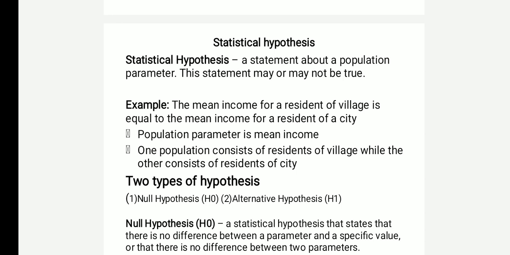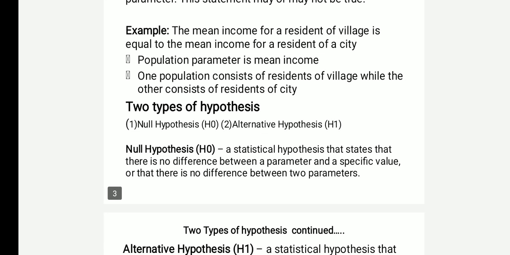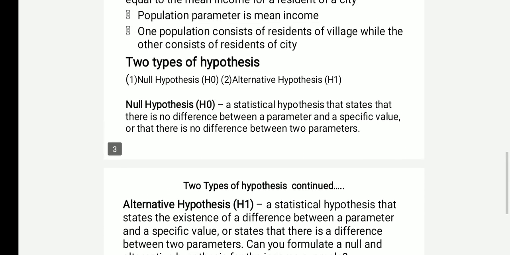For example, the mean income of a resident of a village is equal to the mean income of a resident of a city. The population parameter is the mean income; one population consists of residents of a village while the other consists of residents of a city. There are two types of hypothesis: the null hypothesis and the alternative hypothesis. The null hypothesis states there is no significant difference between the parameter and a specific value.